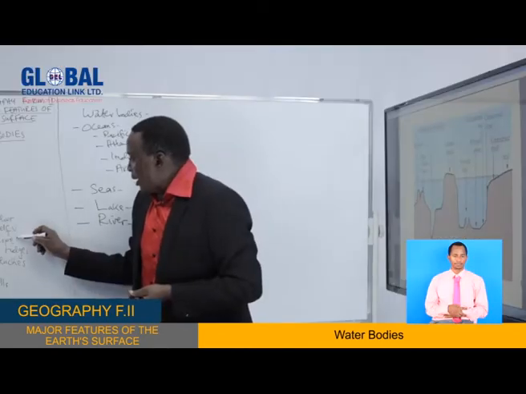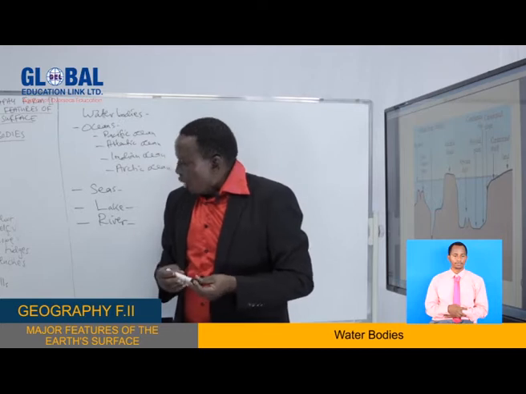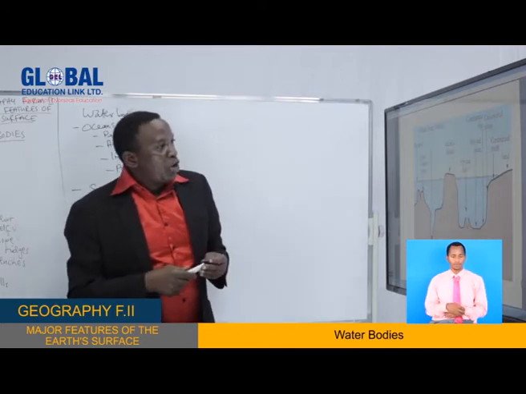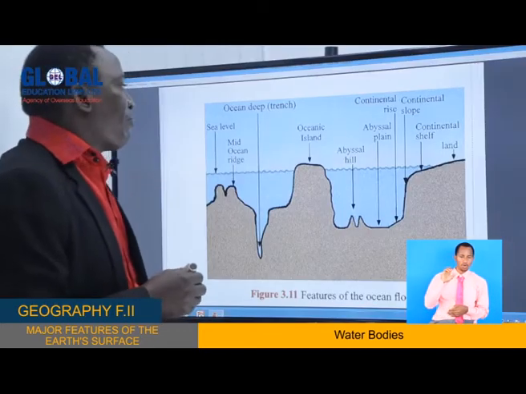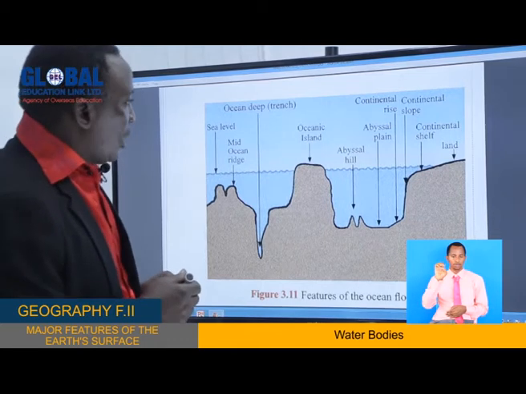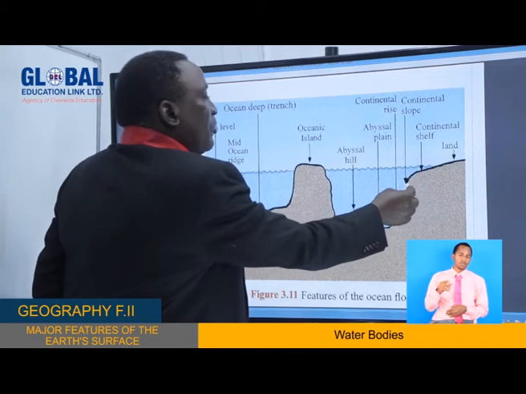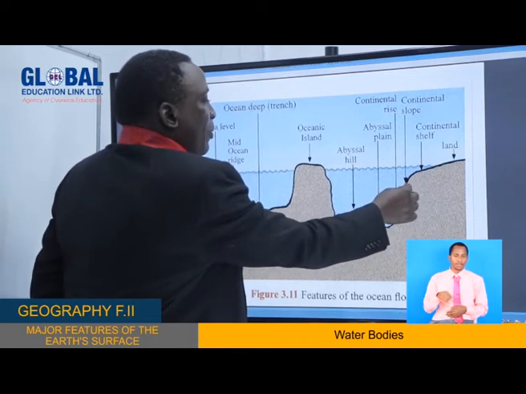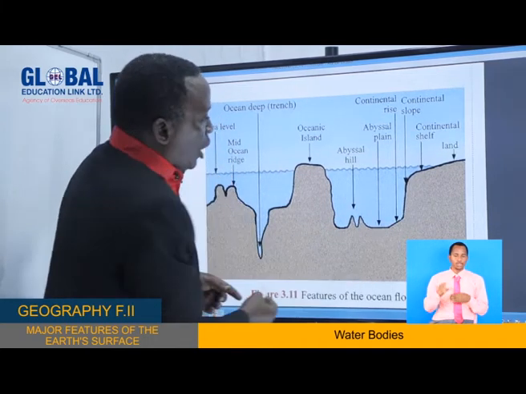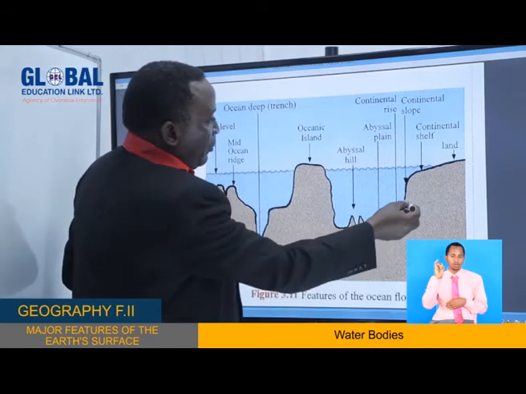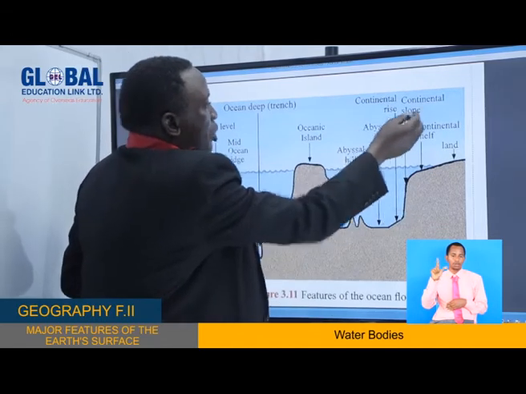Another is the continental slope. A continental slope is an area where the continental shelf ends. It forms a steep slope which runs into the ocean. This is the one which forms the continental slope.